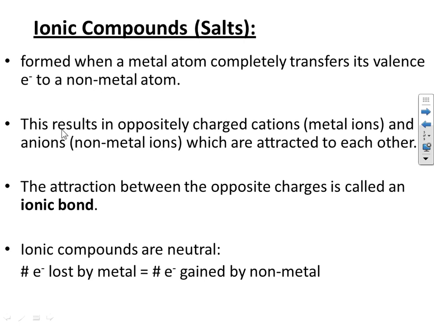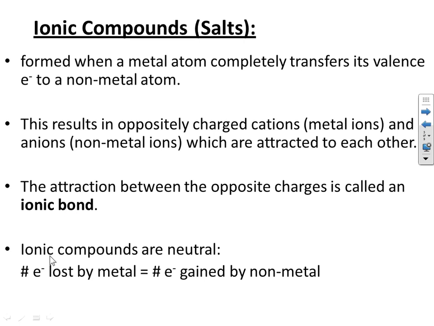Once this transfer happens, it results in oppositely charged cations and anions, and because they're oppositely charged, they clump together and form a compound. Remember that container of magnets I had the other day, and I said that when a compound forms, it's simply atoms clumping together. Well, when we have oppositely charged ions, they will attract each other due to the law of electrostatics, and they will clump together. This attraction due to the opposite charges we call an ionic bond.